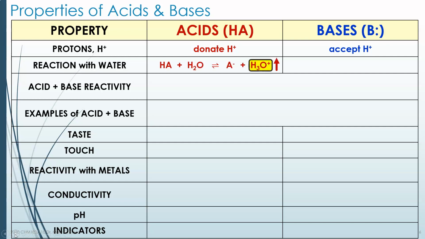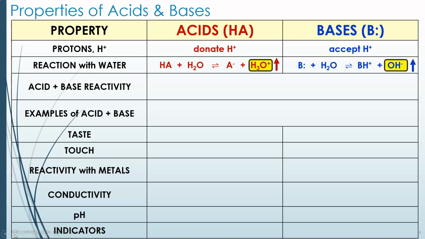And when you don't have an extra base added to the acid, the water will act as a base, so water will pick up the proton from the acid. HA is our theoretical acid, and the result will be our conjugate base, A minus, plus hydronium ion, which will go up, and the hydronium ion going up is what makes an acid an acid. It's the protons released to form this hydronium ion.